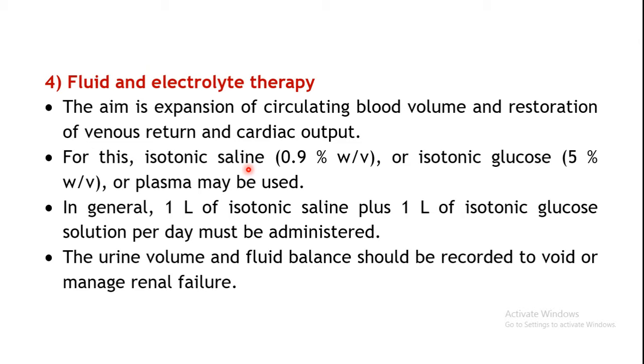Okay, so for this matter, isotonic saline is generally given, that is 0.9% NaCl, or isotonic glucose, that is 5% weight by volume glucose solution may be given, or even plasma may also be administered for maintenance of the body fluids and electrolytes. Okay, now generally 1 liter of isotonic saline and 1 liter of isotonic glucose may be utilized per day in this particular situation, wherein the person in whom the fluid and electrolyte imbalance has taken place.